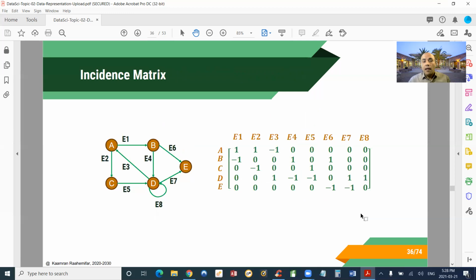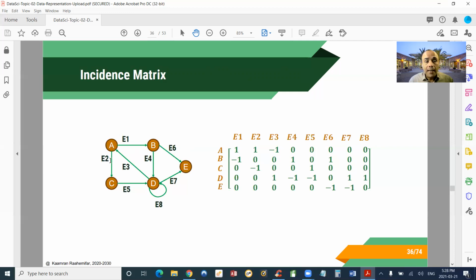Incidence matrix. Let's take a look at this. I have A and B connected through E1. This time I'm not having node and node. This is node on the row side. So row A, row B, row C, row D, row E, which seems to be vertical to us, but this is row labeling. But then it's about edges. E stands for edge. So A and E1, that's the connectivity. So it tells me that E1 is connected to A.